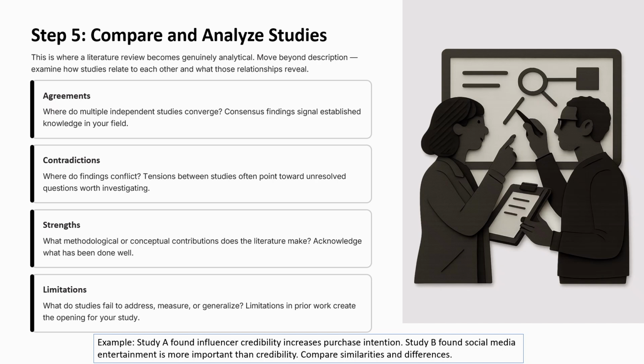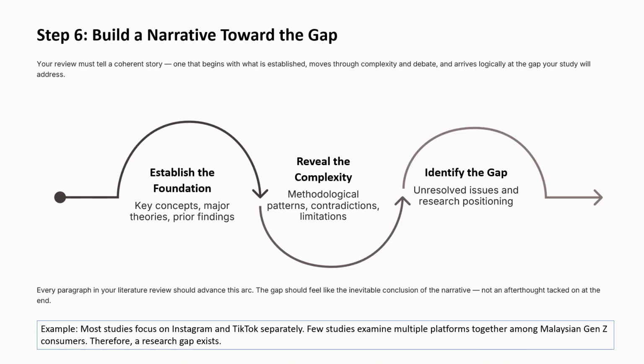Example: study A found influencer credibility increases purchase intention. Study B found social media entertainment is more important than credibility. Compare similarities and differences. Step 6. Build a narrative toward the gap.